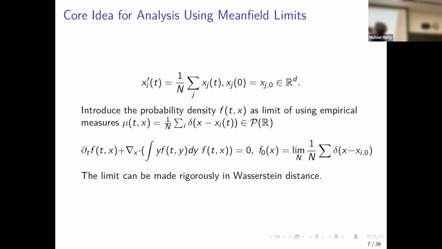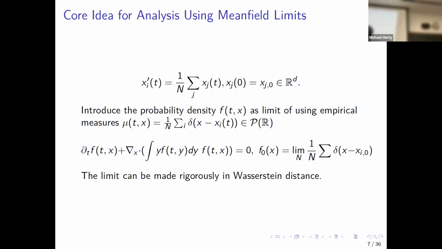You have particles which evolve here in a deterministic way with some initial data, and you want to understand what happens, or how you can describe the dynamics in the limit for large particle systems. And so what you would do is move from this individual description towards a probability density, and you would like to propagate this density.